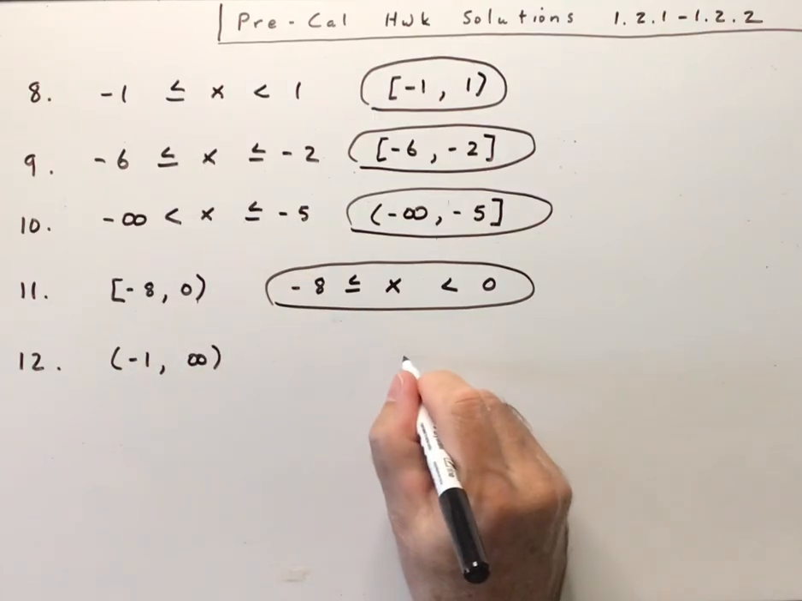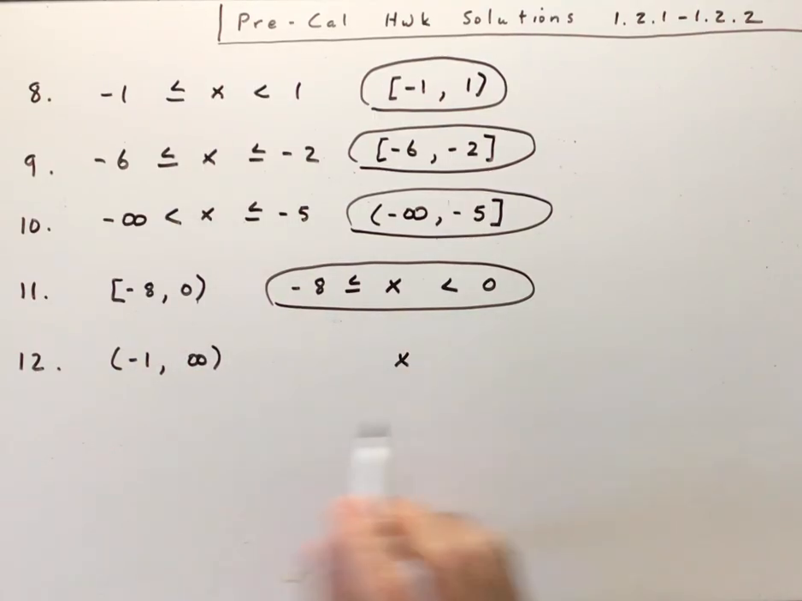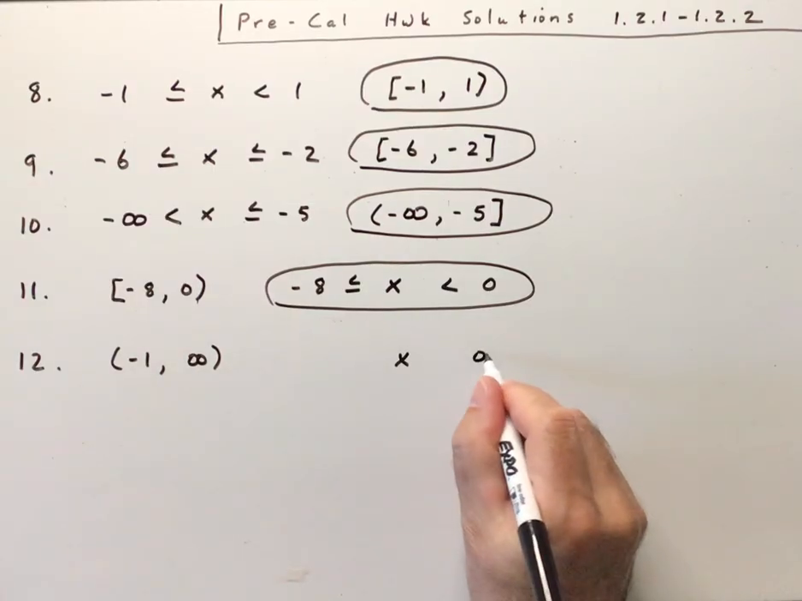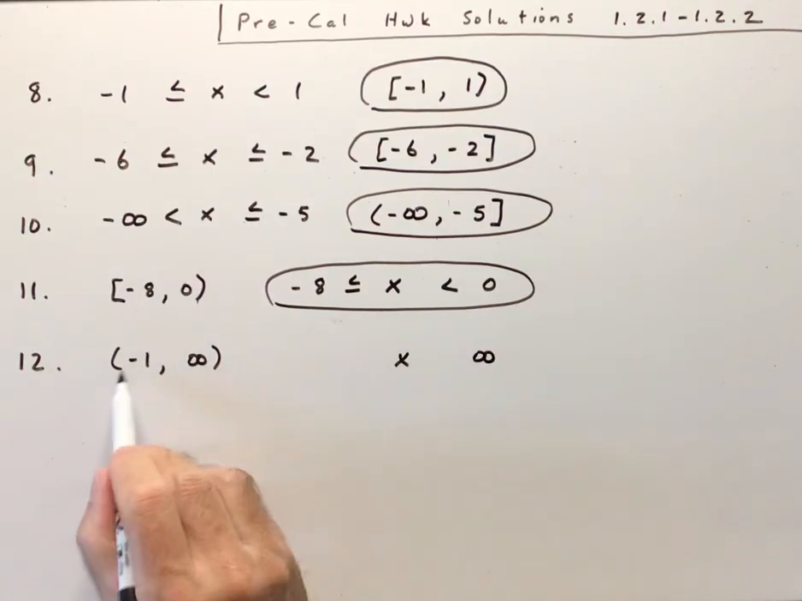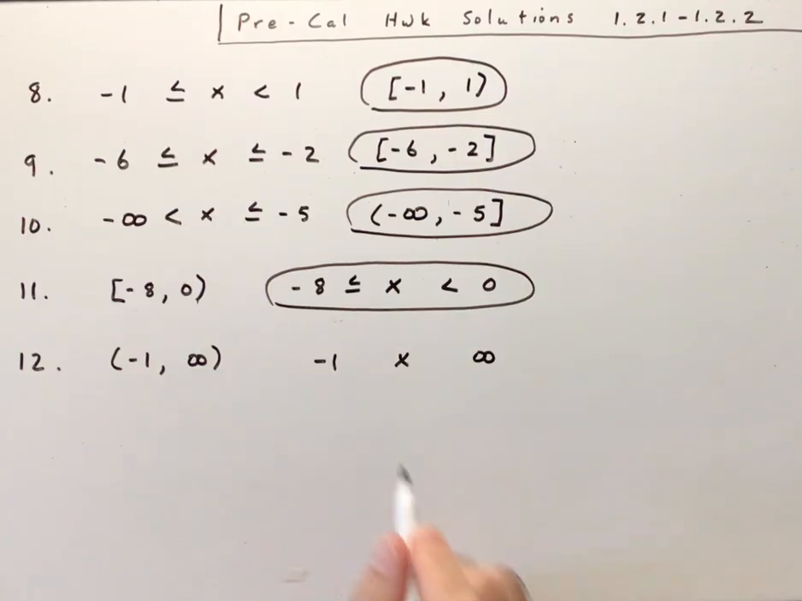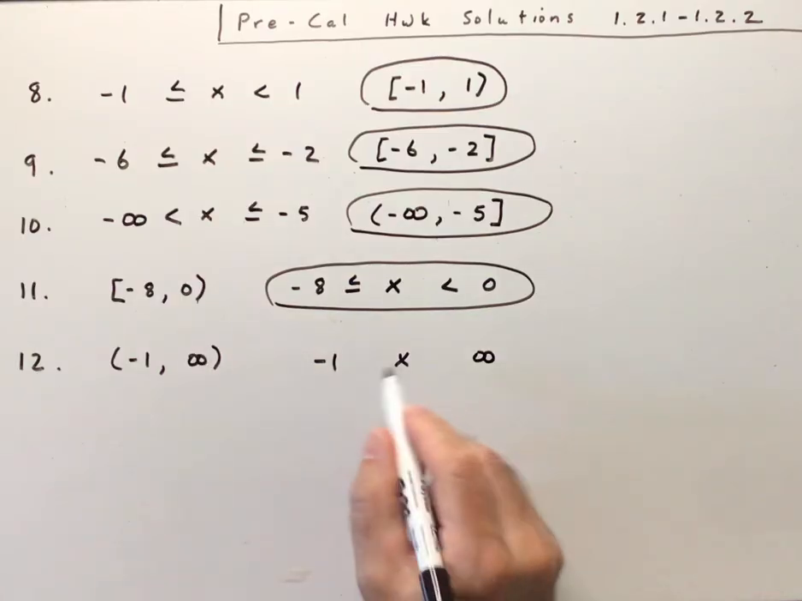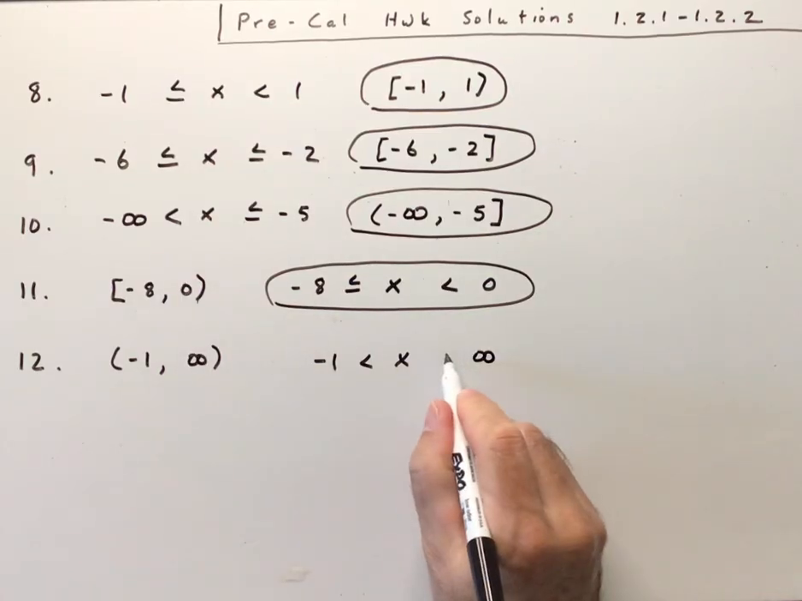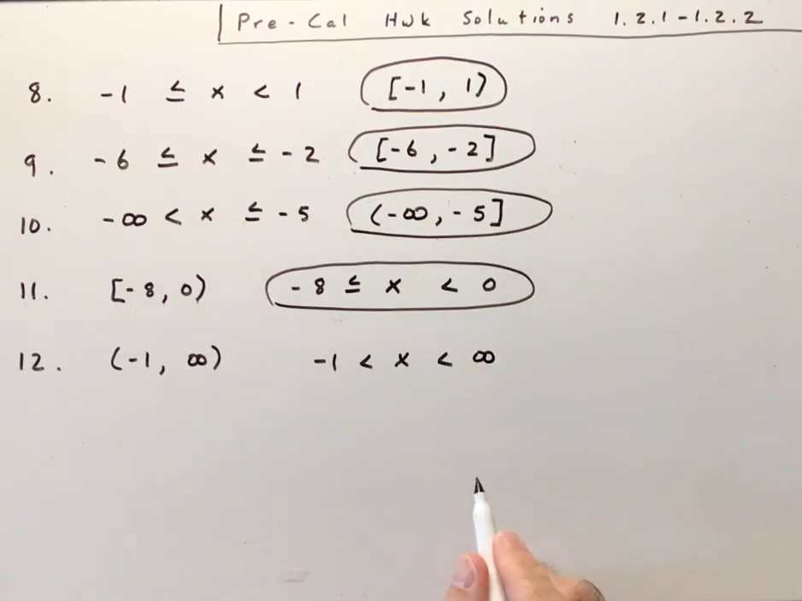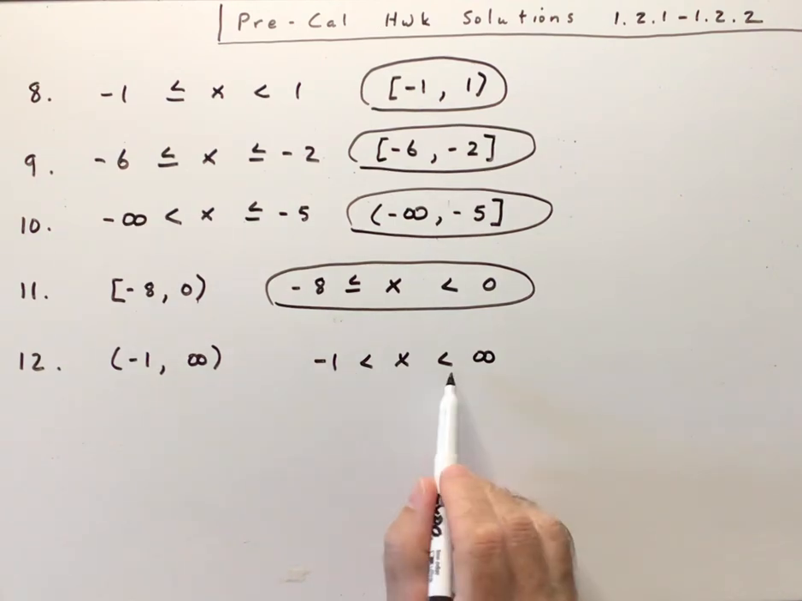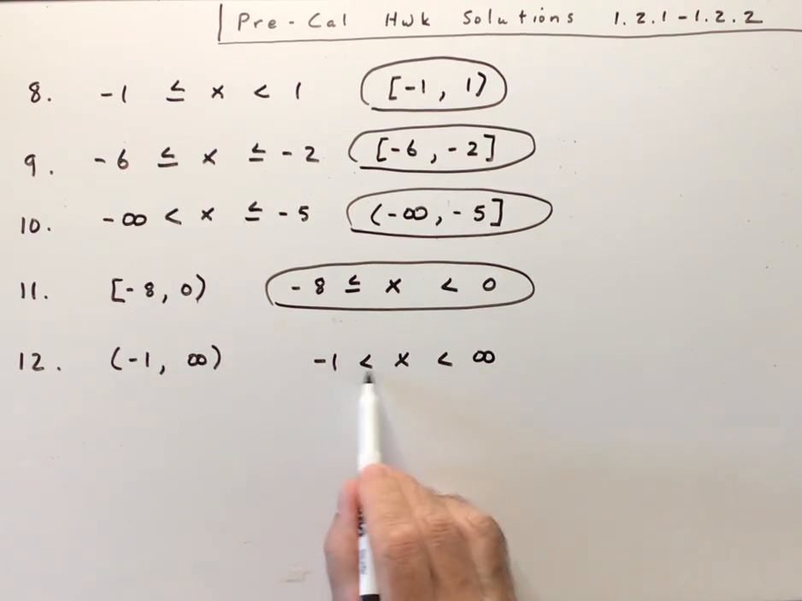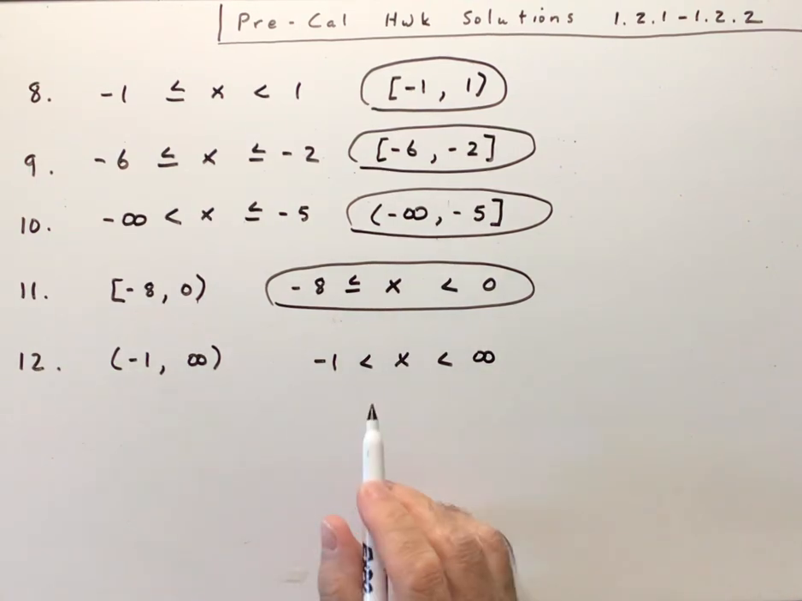All right, number 12, we have -1 to infinity. Okay, so we know we've got an x, so let's at least get that part right. The infinity is on the right side of the inequality because it's on the right side here, and then we have a -1 here. All right, so they're both parentheses, so we want to get these greater thans, less thans in the right spot, and we won't have any equal. It's just going to be less than on that one.